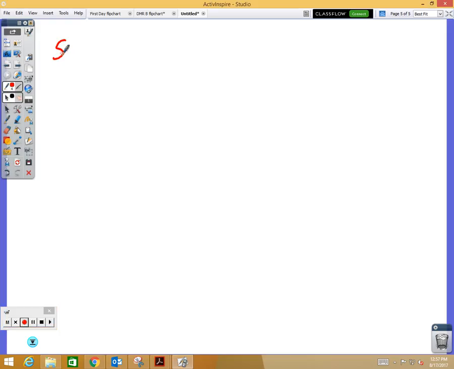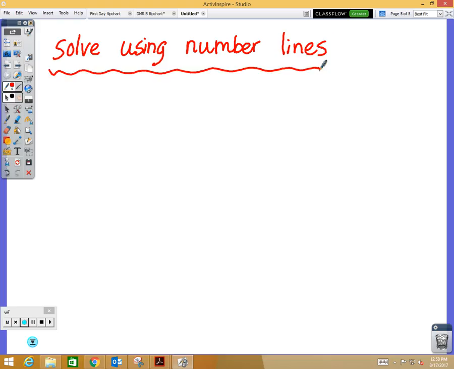All right, so solve using number lines. Solve using number lines. We're going to take the problem 4 plus negative 5. And we're going to use a number line to solve this problem.